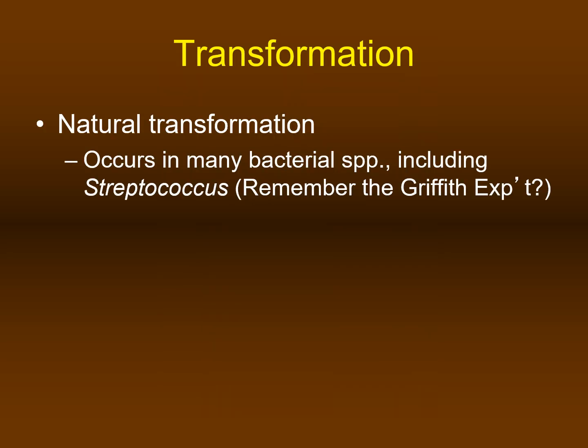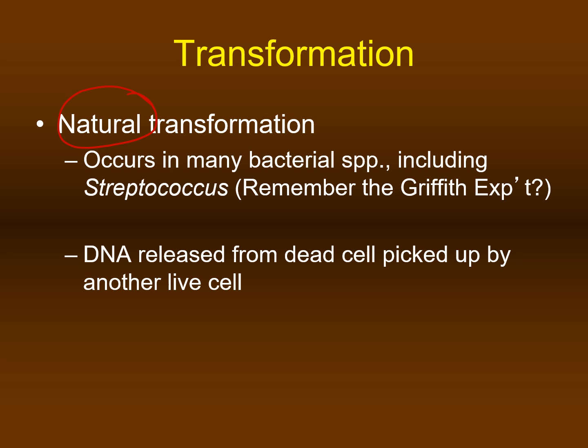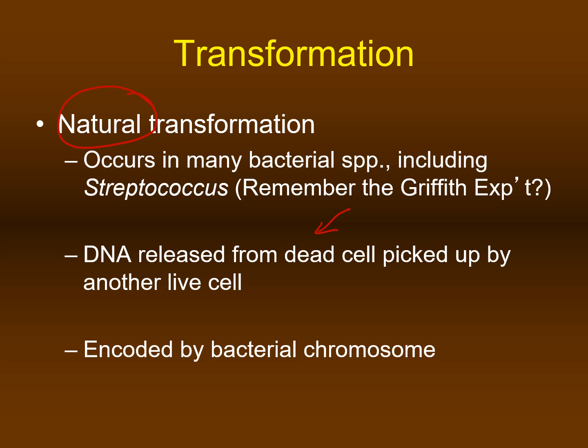Transformation can be natural or artificial. Natural transformation can occur in many bacterial species, such as Streptococcus. We talked about it when we talked about the Friedrich Griffith experiment. In the process of transformation, DNA that was released from a dead bacterial cell is picked up by another live bacterial cell and then incorporated into the bacterial chromosome.